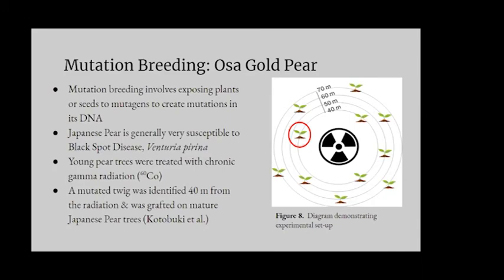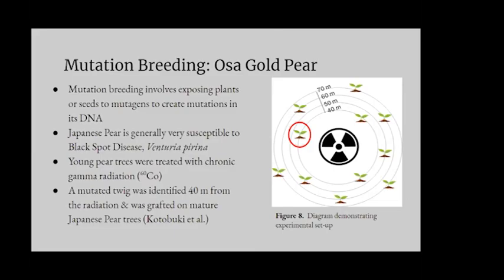Many young pear trees were treated with chronic gamma radiation, and the mutated twigs were identified at the 40-meter mark, and these twigs were grafted onto mature Japanese pear trees. As you can see on the right-hand side, the diagram shows the experimental setup going from 40 to 70 meters with radiation exposure.